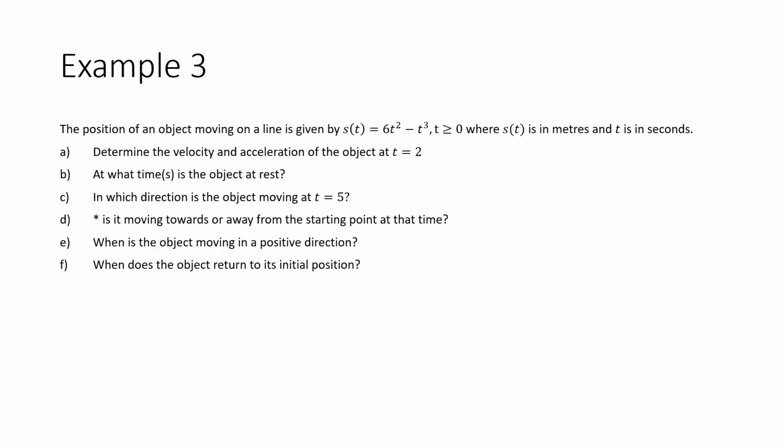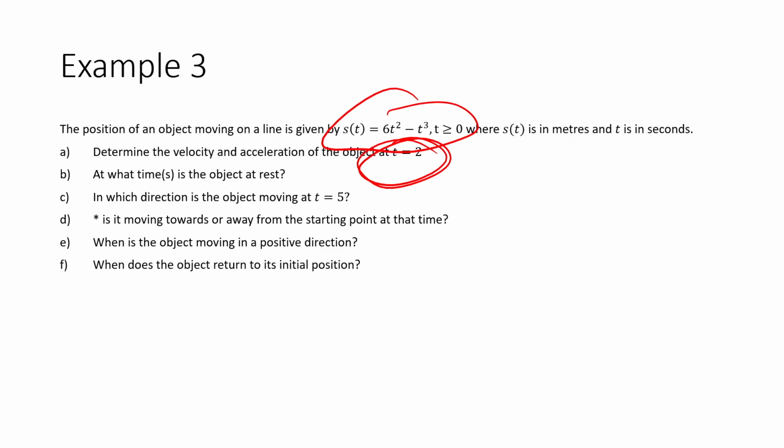Now, for example 3, we're going to look at an object moving on a line given by this formula right here. And we're going to answer a series of questions about that. The first question will be to determine the velocity and acceleration of the object when t is equal to 2. That'll require us to determine a first derivative and a second derivative.